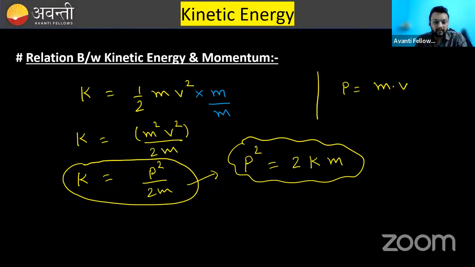And it's a very useful term. Again, I must say, this term is going to be used till the end of class 12, so it is not to be forgotten. How will you remember that? P square is equal to 2Km. Or you can say P is equal to root 2Km. Any term you can remember. This is the relation between momentum and kinetic energy.